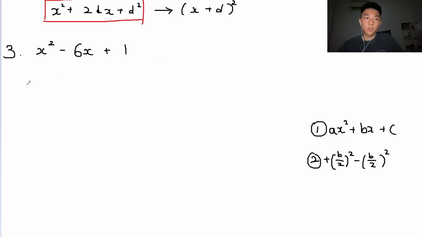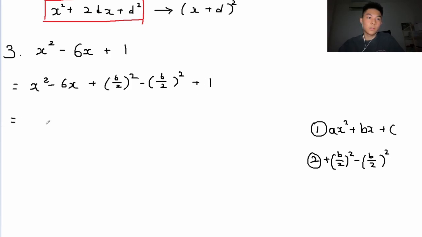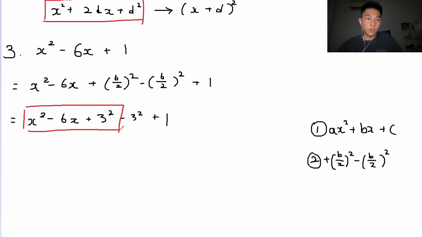For our third example, you have x² − 6x + 1. The first step has been done for us again. So now we want to use the second step, x² − 6x + (6/2)² − (6/2)² + 1. Now let's simplify our brackets. So we get x² − 6x + 3² − 3² + 1. So again, x² − 6x + 3², let's rewrite that into x. This time it's minus 3 squared.